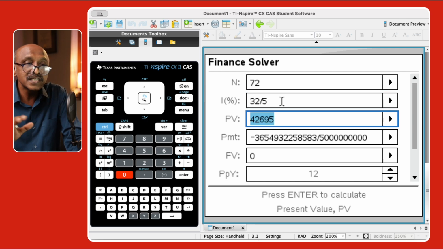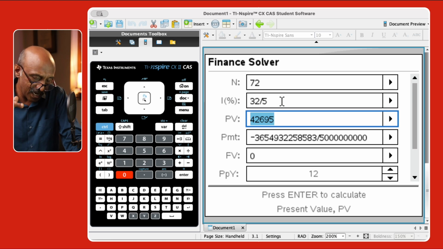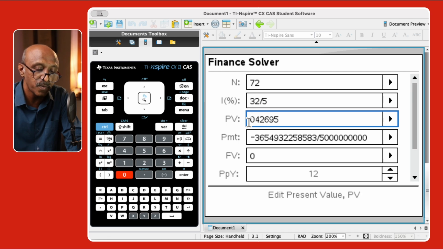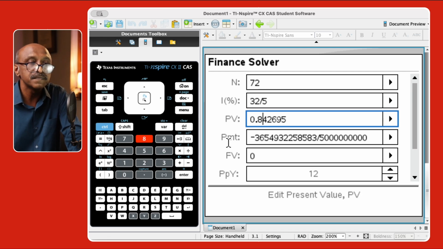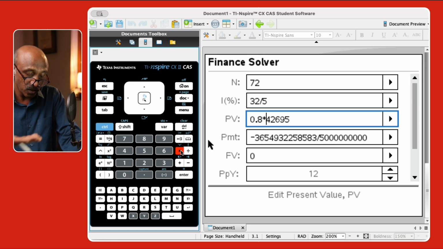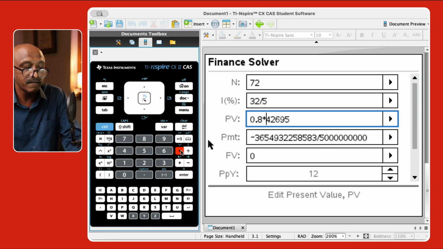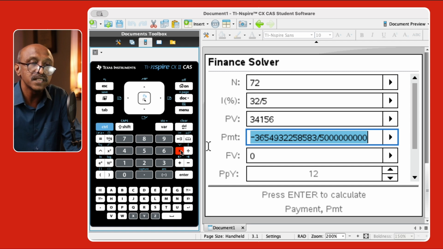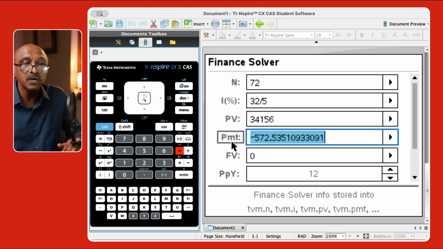Don't worry about it. But present value is not 42695 anyway. It's 80% of that. So a smart thing to do with this calculator is that you can just put 80% of that amount, 0.8 times, because that's the loan being offered. 20% is the initial deposit. And having said that, when you hit tab and then you hit enter, it's going to calculate the payment. And there you go. The payment is now negative 572.535.